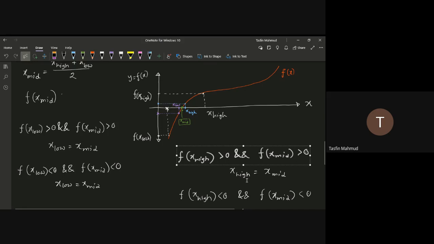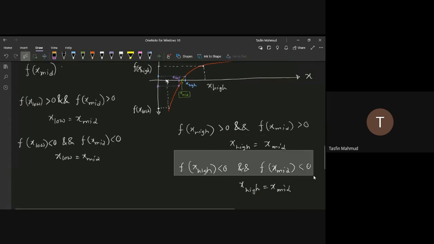আমাদের এক্স মিডটা এক্স হাইয়ের সাইডে পড়ছে, কাজেই এক্স হাইকে আমরা তখন আপডেট করে দিব এক্স মিডের পয়েন্টটা দিয়ে। অথবা যদি এরকম কেস হয়, এক্স হাইয়ের ভ্যালু আর এক্স মিডের ভ্যালু এরকম হয়, তখন আমরা এক্স হাইকে এক্স মিড দিয়ে রিপ্লেস করে দিব। তো এখন এই ইটারেশনটা আমরা কতক্ষণ করতে থাকবো?